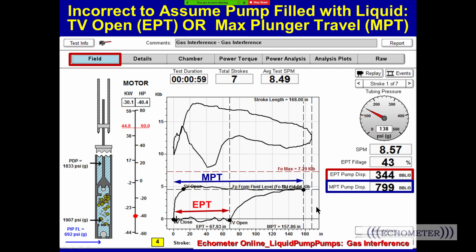Well, that's not true. This compression curve of gas shows that the traveling valve opens right there, and if the pump were completely filled with liquid, then the pump would displace at this point from here to here, the effective plunger travel filled with liquid. Assuming all liquid and no slippage, that stroke will be 344 barrels per day. This example called gas interference will be one of those files that you can look at, and we'll talk about this some later during questions and answers.